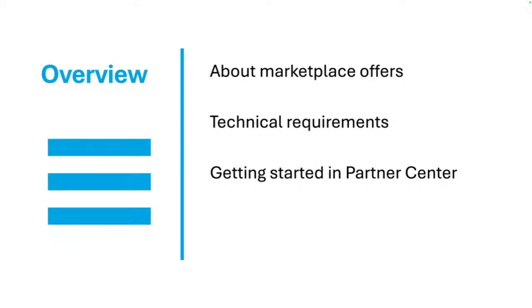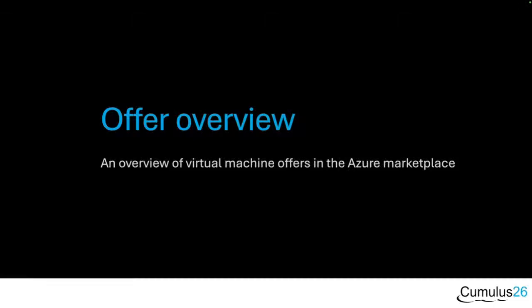We'll see how VM offers are created and published in Partner Center. Lastly, we'll see how to include other resources, like say a managed database like Cosmos, in your virtual machine offer deployment. So with that, let's get started with offer overview. We'll start with a few points about the Azure Marketplace offers in general, and then cover a few non-technical elements of VM offers specifically.